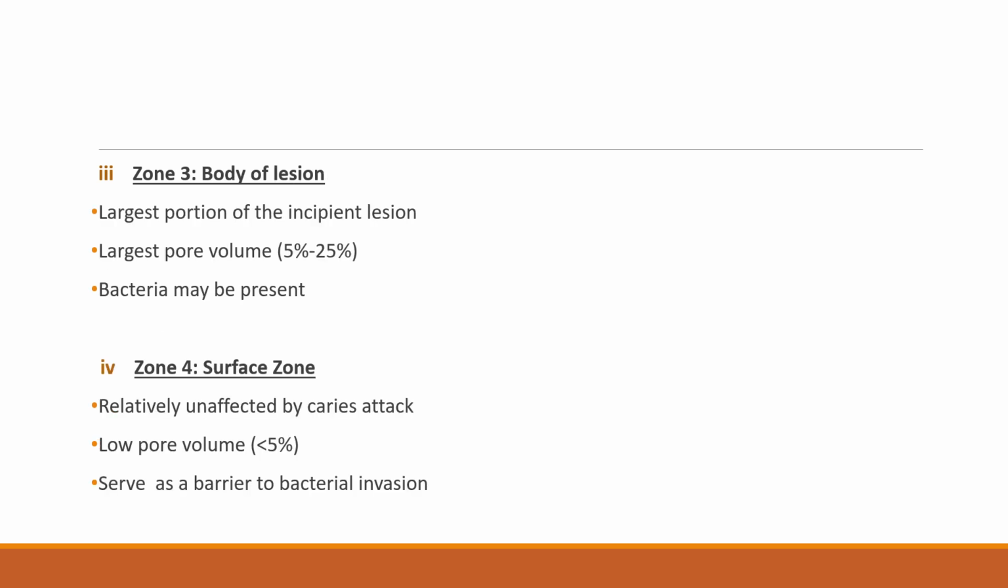Third zone is the body of the lesion, which is the largest portion of the incipient lesion and has the largest pore volume, 5 to 25%. Bacteria may or may not be present in the body of the lesion. Zone 4 is the surface zone, which is relatively unaffected by caries and has the lowest pore volume, that is less than 5%, and it serves as a barrier to bacterial invasion.